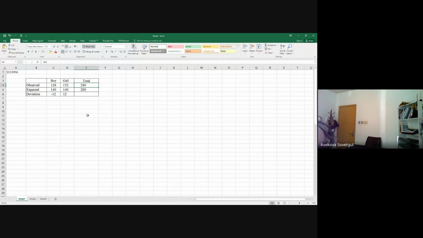I have this data copied to the Excel file. Here I want to see how much deviation there is. In that case, I just need to deduct one from the other. So completely, a deviation of 12. I can also write down the total number.